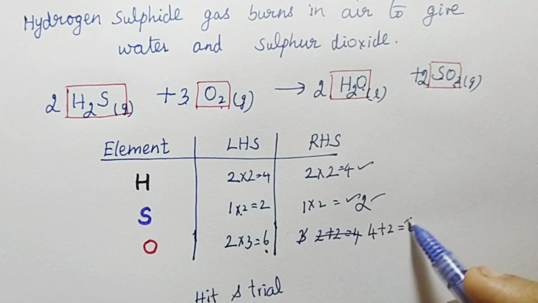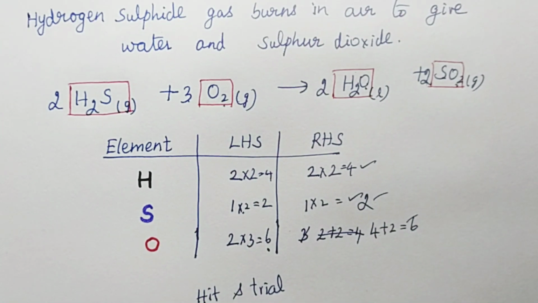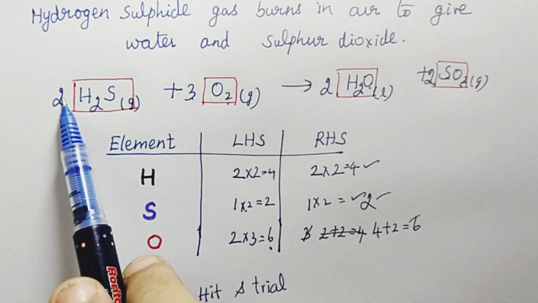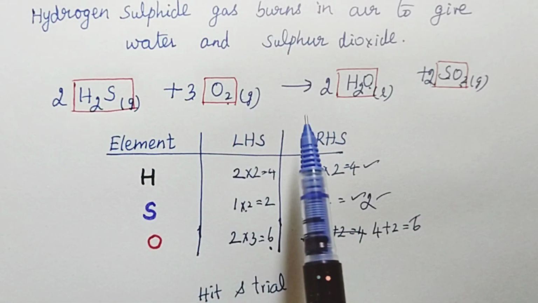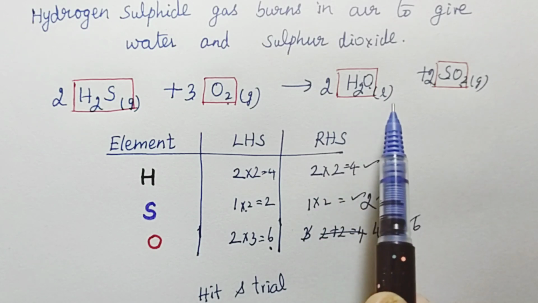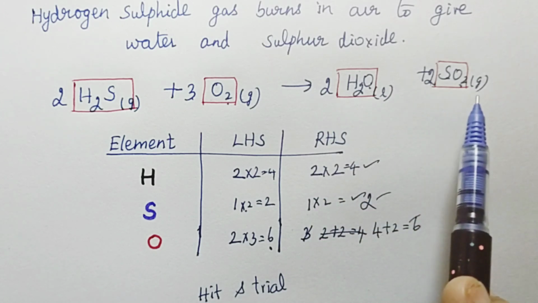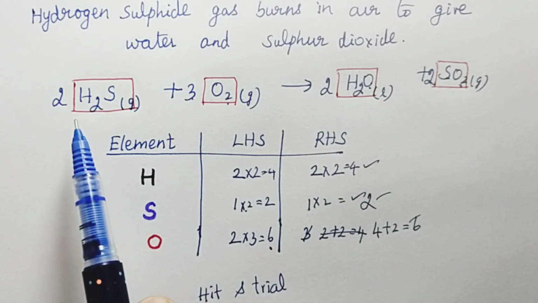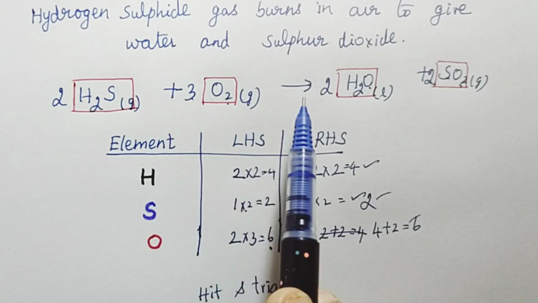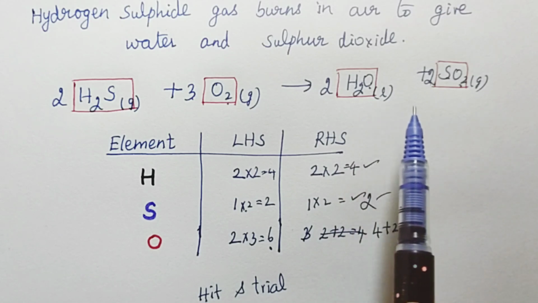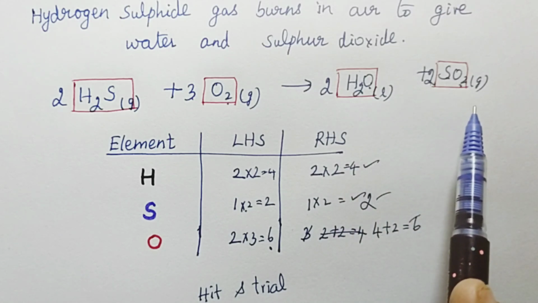So, everything is balanced. Let us read the balanced chemical equation. 2H2S gas plus 3O2 gas gives 2H2O liquid plus 2SO2 gas.